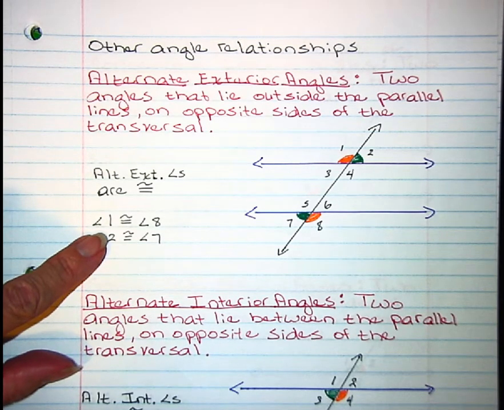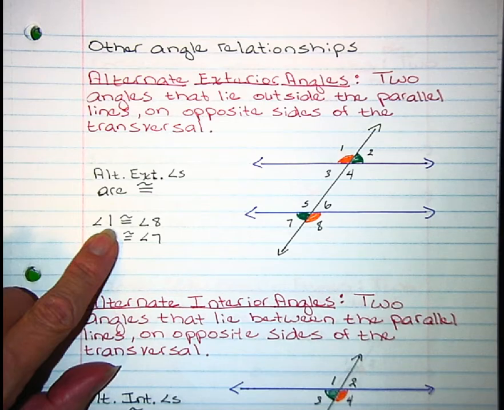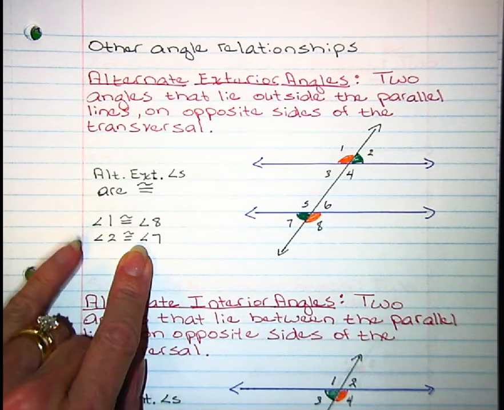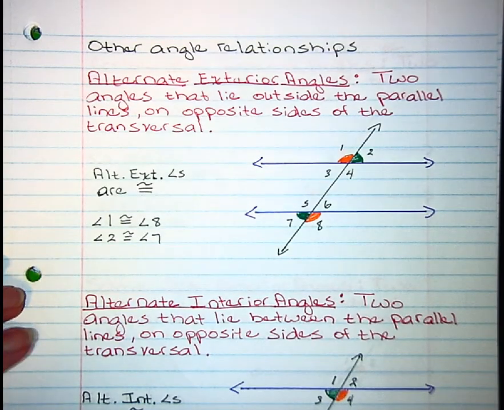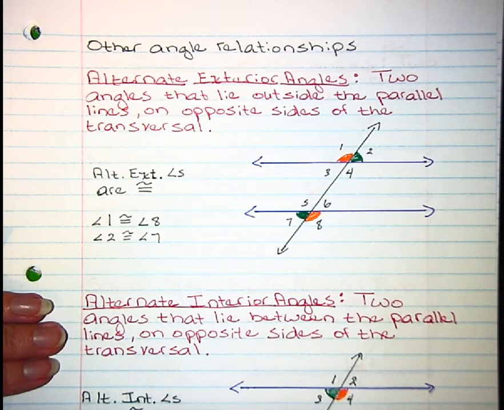So if I know angle 1, then I also know angle 8 because they are congruent angles. They're alternate exterior angles. If I know angle 2, I also know angle 7 because they are congruent. They're always congruent. Okay, so now that we know what alternate exterior angles are, let's look at alternate interior angles.